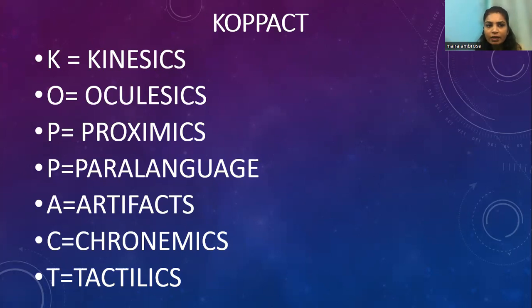O stands for oculesics, eye movement, the way we look at the student and how much we look. It accounts for that. Sometimes we gaze in a way which gives a very wrong message, a negative message. It also gives a student the feeling that the teacher doesn't like me.